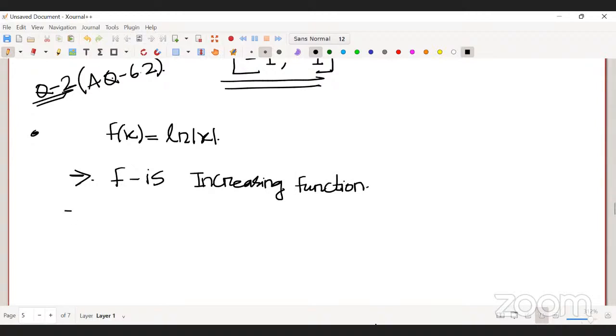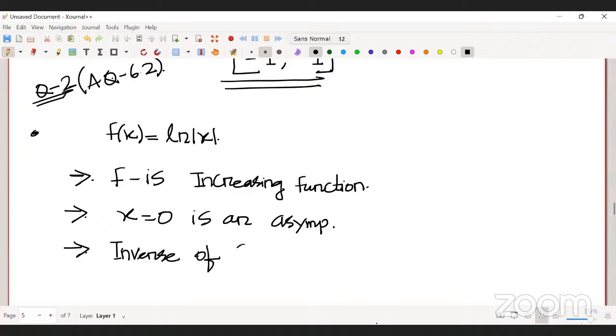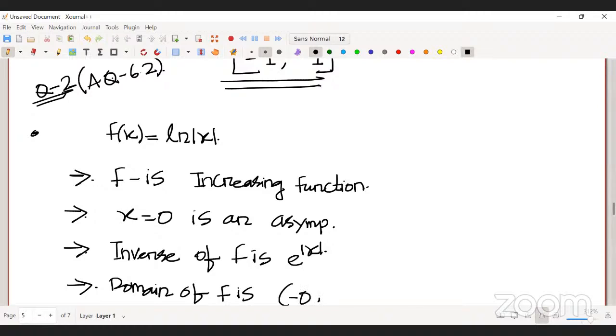Let me first write the options. The first option is that f is an increasing function, and the straight line x equal to 0 is an asymptote. Then the inverse of f is e to the power mod x. The first two are true, na sir? Okay, I'll come to that. Let me first complete. The domain of this is minus infinity to 0 union 0 to infinity.